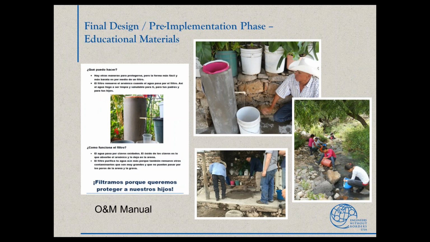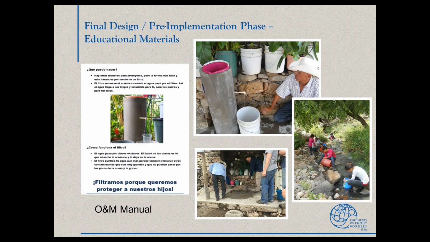As I mentioned earlier, the main educational tool during the final design and preparation for implementation is the Operation and Maintenance Manual. EWB-USA aims to ensure that our projects include the appropriate educational and training activities as they relate to the future operation and maintenance of an implemented project. The community's capacity to plan for the future operation and maintenance of the project is one of the most important aspects of the project being sustainable.